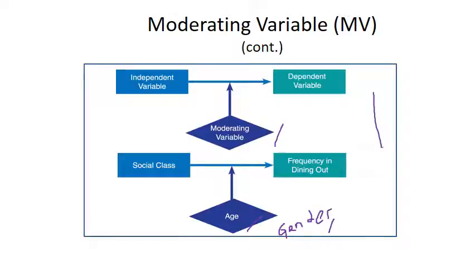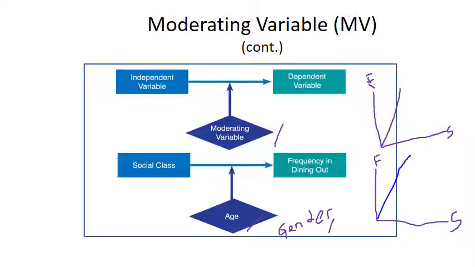So if I were to draw something right here, let's say this F here represents frequency of dining out and social class. Now, if there is a relationship between social class and frequency of dining out, so for example, if we say that the higher you are in social class, the more you go out to eat, our relationship would look something like this. But if we say that gender moderates this relationship, then what we might see would be something like this.